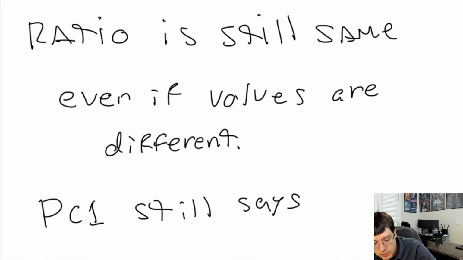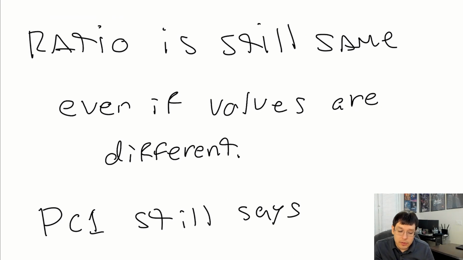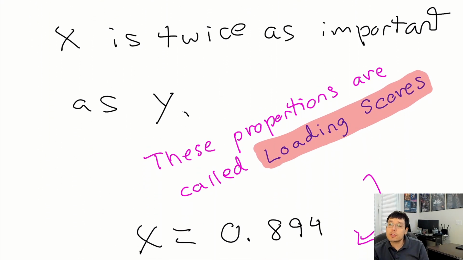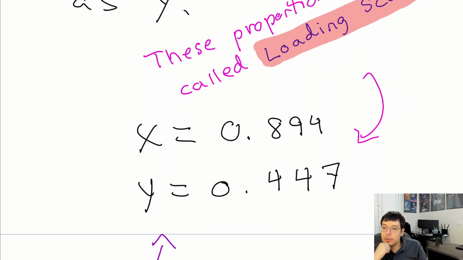Okay, so we got the ratios. They're still the same, even though the values are different, and we still have the proportions. And by the way, these proportions have a name. They're called loading scores. So the x and the y values that we just computed, those are called loading scores. Whenever you hear that, or whenever you're coding this in Python and you have a variable that's part of the PCA class called loading scores, that's what these are. That's what those numbers represent. So you can see those ratios.